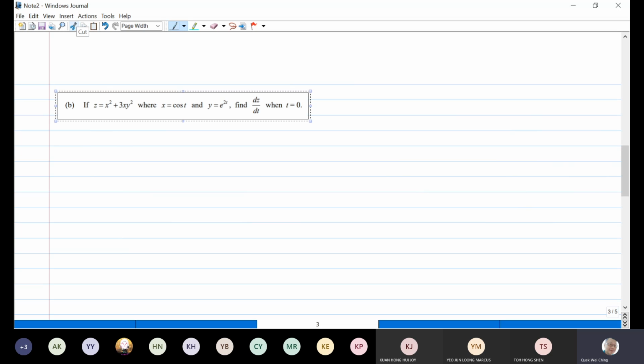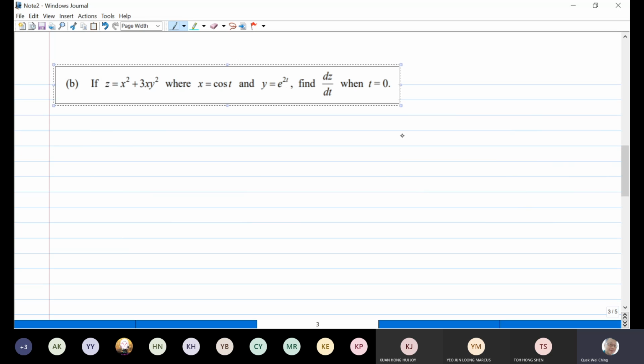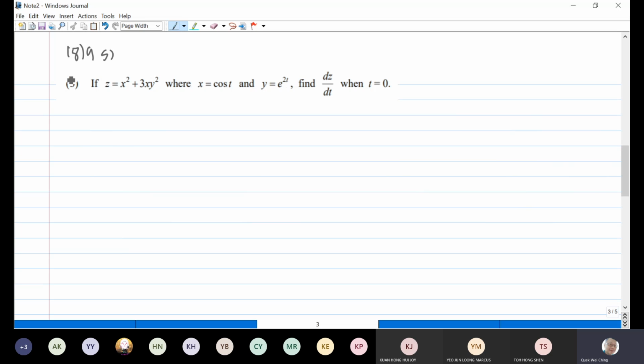So 1b. 1819 S1, question 1b. They give you z as a function of x and y, where x equals cosine t, y equals e to the t. Find dz/dt now. So you have to know the degree of differentiation.